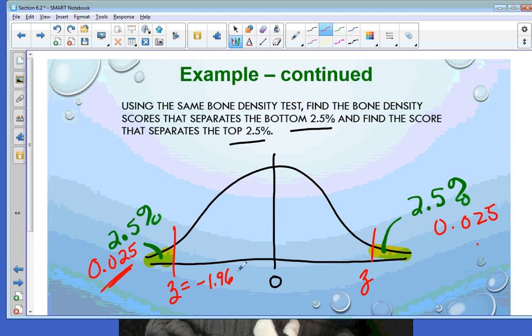Well, because this curve is completely symmetrical, in other words, if I folded it right here on the half, the other half would be on top of it. So this is going to be positive 1.96.